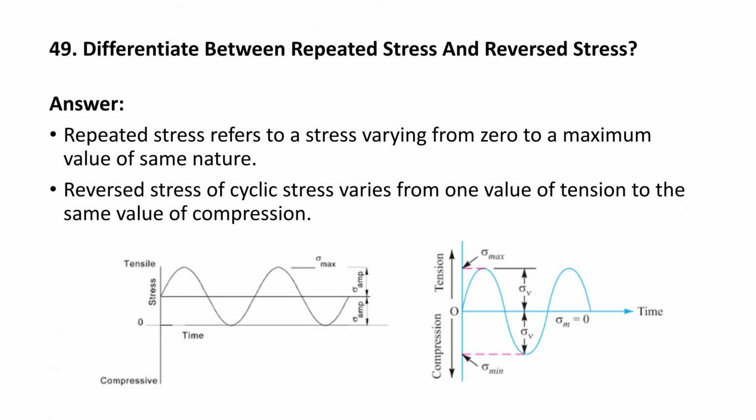Next question, differentiate between repeated stress and reverse stress. The first diagram represents the repeated stress, whereas the second diagram represents the reverse stress. Repeated stress refers to a stress varying from 0 to a maximum value of the same nature. Reverse stress is a cyclic stress that varies from one value of tension to the same value of compression.